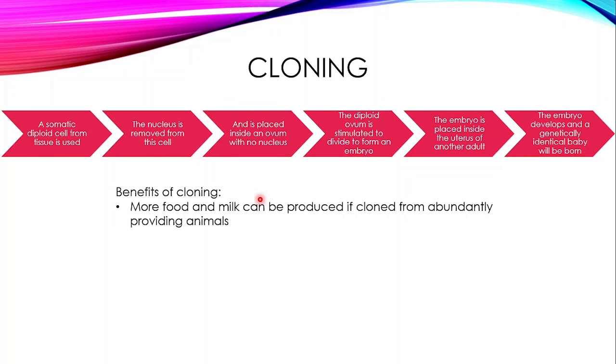And the benefit of cloning is that more food and milk can be produced if cloned from abundantly providing animals. So let's say there's this great cow and it makes so much milk and it's really meaty. So they clone this cow because it provides a lot of meat and a lot of milk. So now there's more of these cows, and this can help with food security.